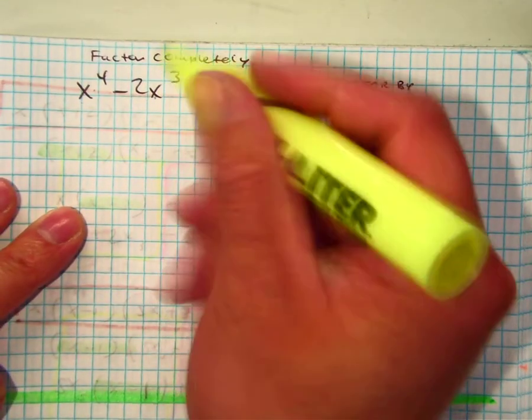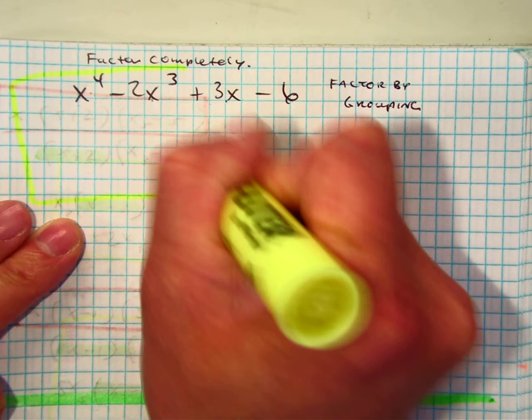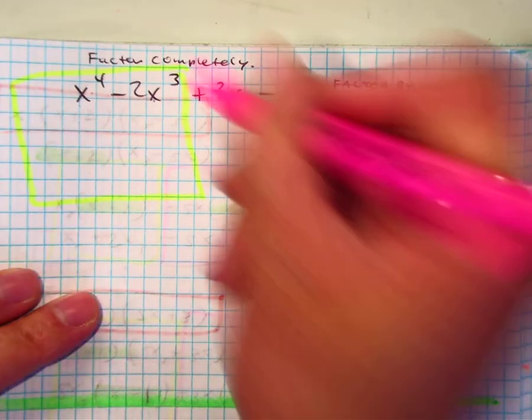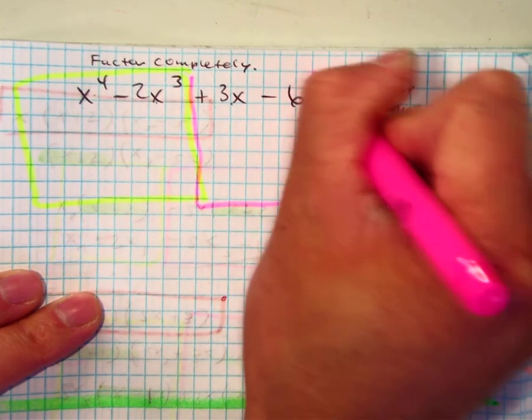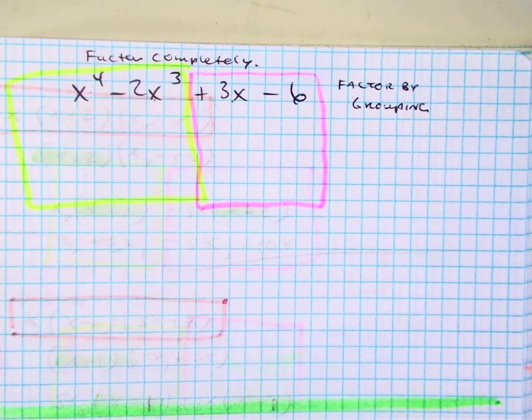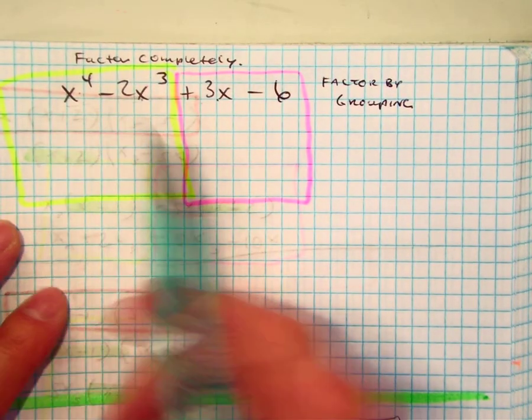You can break them into 2 chunks. I have the yellow area. Whatever color you have, I have the pink area. So I look at this problem now. If I'm looking at the yellow area, what's the greatest common factor here?